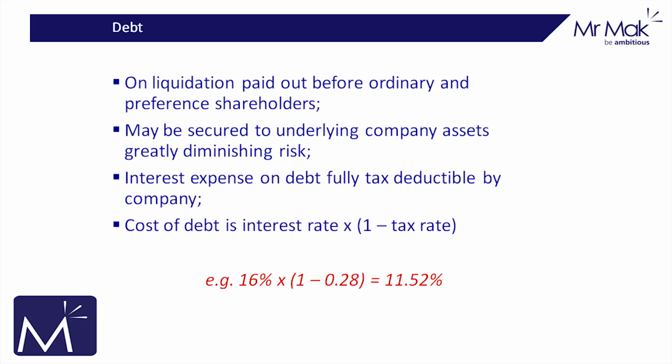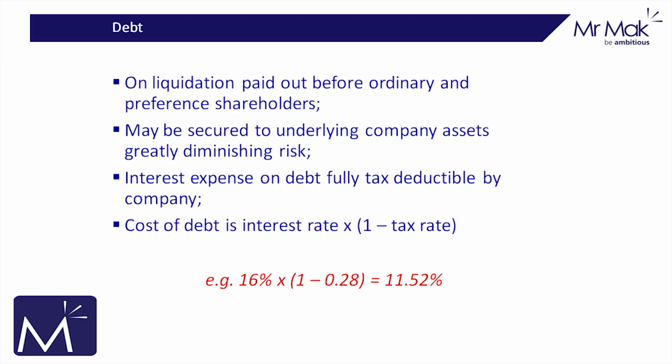Senior debt is simply a long-term form of funding, and it's called senior because it's more secure. Generally, it would be paid out before other funding forms if the company had to be liquidated. So on liquidation, the senior debt is paid out before ordinary and preference shareholders, and frequently before even other debt facilities. What you find with your senior debt is it may be secured to underlying company assets, thereby greatly diminishing the risk exposure of the debt providers.